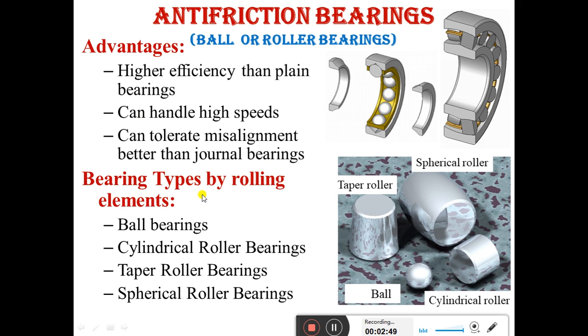The bearing types by rolling element are: ball bearing, where in between we have balls; cylindrical roller bearing; taper roller bearing; and spherical roller bearing or ball bearing. So these are the different types of bearings in anti-frictional bearing.